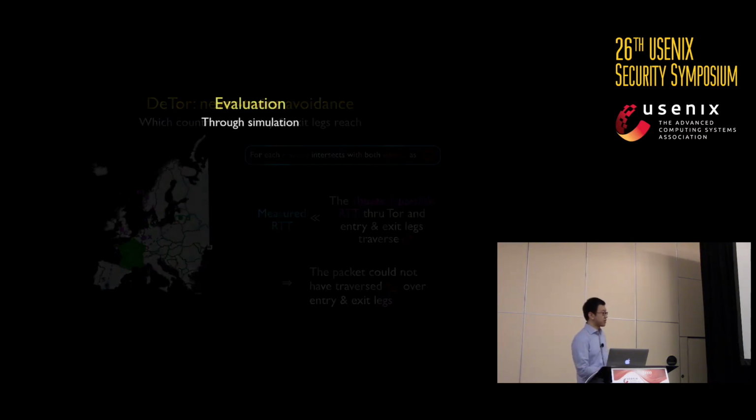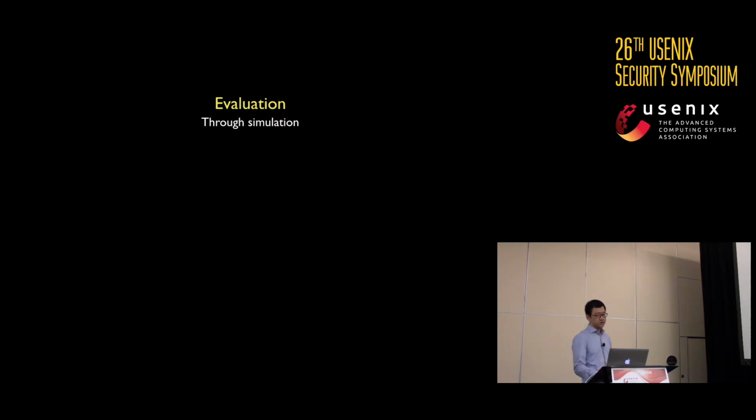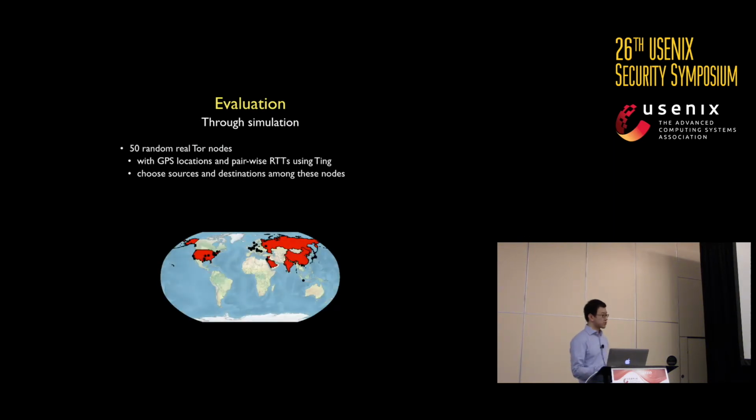Now we have described how DeTor works. Then we turn to the evaluation. We evaluate DeTor through simulation. We randomly picked 50 nodes from the Tor network, and we obtained their GPS locations, and we measured their pairwise round trip times using a tool called Tin. Tin is the tool that we developed to measure the round trip time between any two Tor nodes.